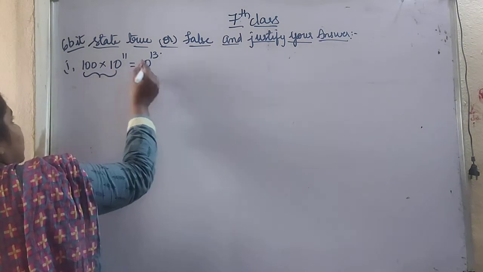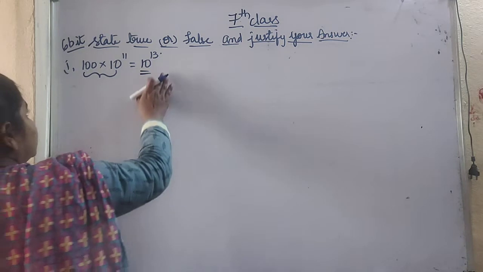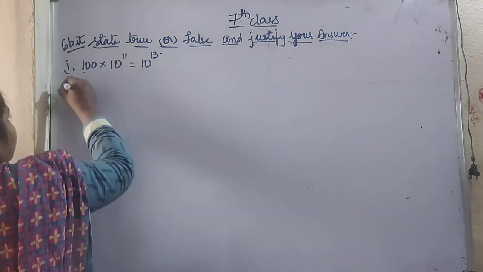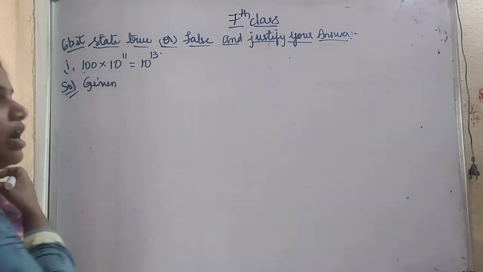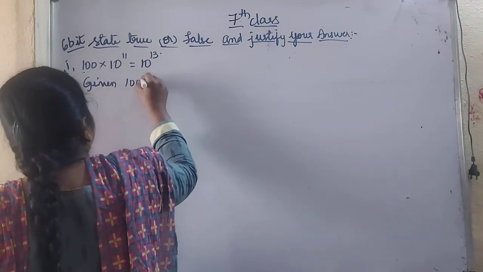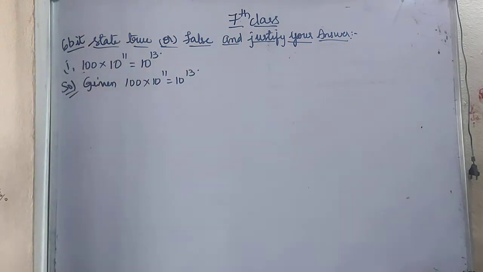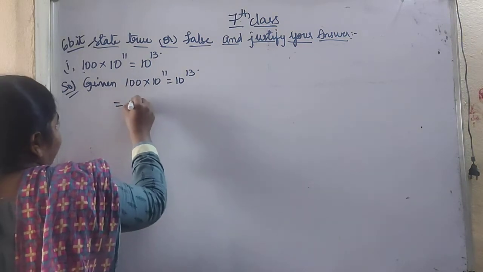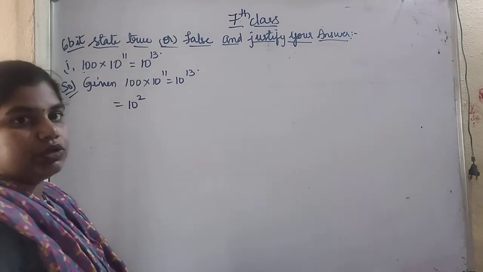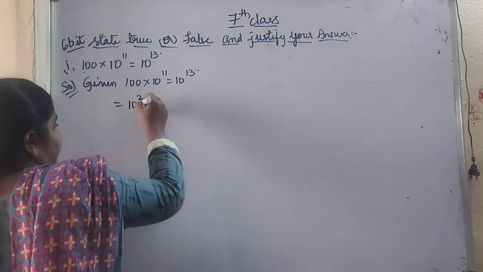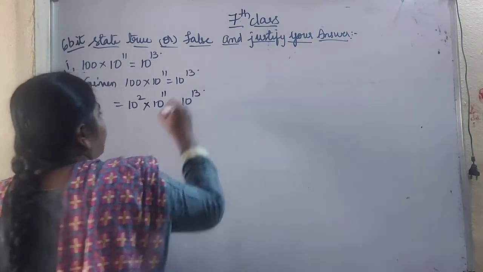If you solve these two terms, the answer will be 10 power 13, they gave. So we have to see whether it is correct or wrong, true or false, and justify it. So given 100 into 10 power 11 is equals to 10 power 13. 100 can be written in the form of 10 square, that means 10 into 10 will be equals to 100. 10 square into 10 power 11 is equals to 10 power 13.